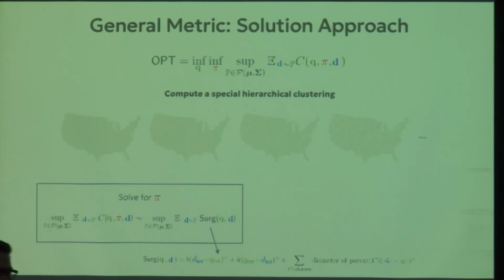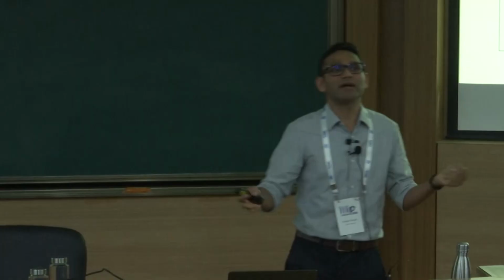Okay, so in the next few minutes, let me try to tell you about our fulfillment policy, which allows us to prove this cost function, inventory plus fulfillment, is upper and lower bounded by some factor of this surrogate function.